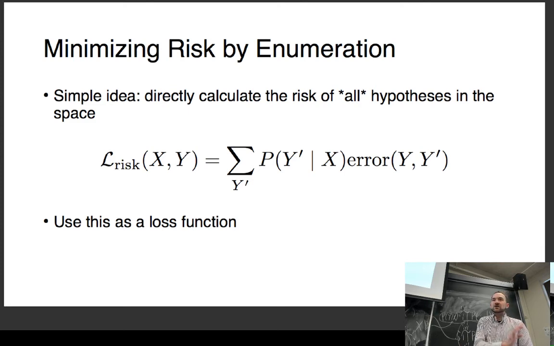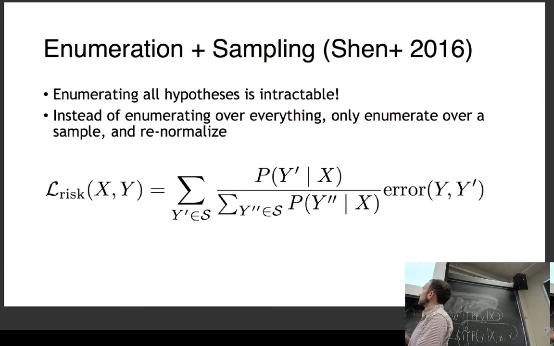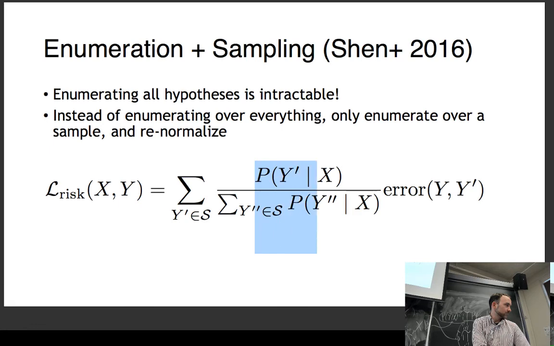Now the problem is we can't enumerate all of our hypotheses most of the time. But there's an effective method where, instead of enumerating all of our hypotheses, we sample a subset of the hypotheses that we could be outputting, and we take our probabilities. So we have our probability for each hypothesis up here. And we renormalize.